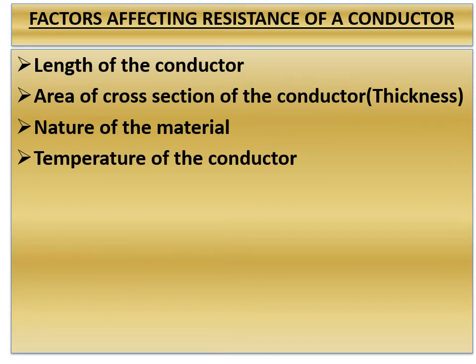Factors affecting resistance of a conductor, children. Activities are there in your textbook. Let us understand these factors, then I'll go with the activities. So the first one is length of a conductor. Next one is area of cross section of a conductor, or we can call it the thickness of the conductor, nature of the material, and temperature of the conductor. In detail, one after the other, I will discuss. Then after completing this, in the next video, we are going to discuss the activities that you have in your textbook.